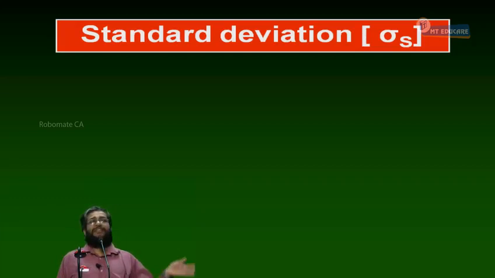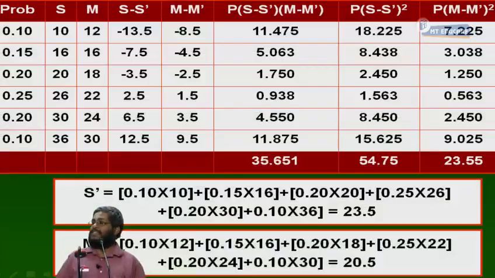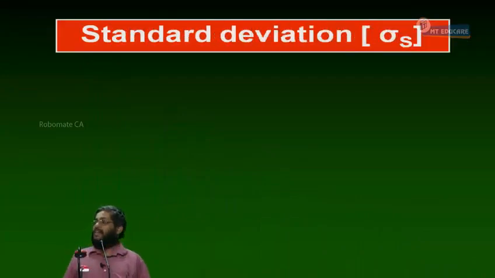So we can call the first step the computation table. All things have been done. Okay, step 2: standard deviation of security, sigma S. Can I push it or not? Everything is readily available.